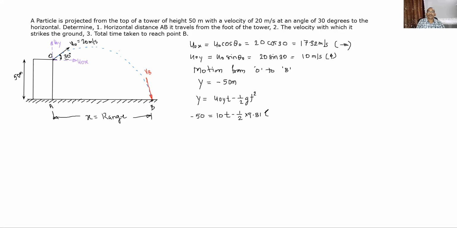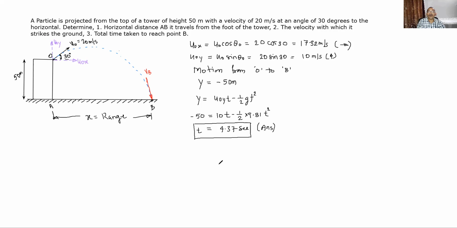9.81 into t square. So using a calculator, this value of t comes out to be 4.37 seconds. Now this one is also asked in the problem: check how much time it takes to reach location B. That is nothing but the third part. This is the answer of the third part.